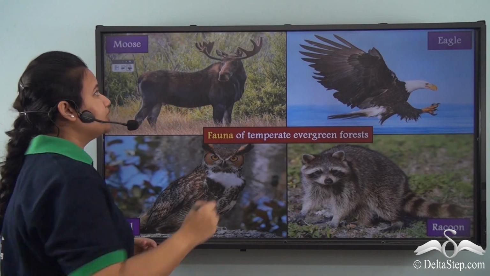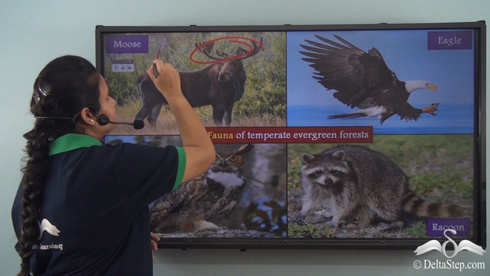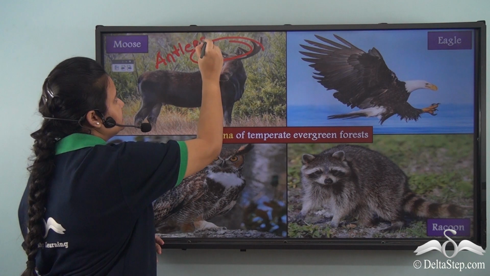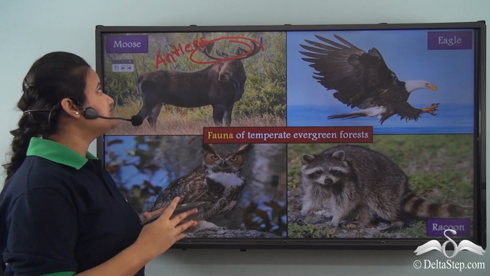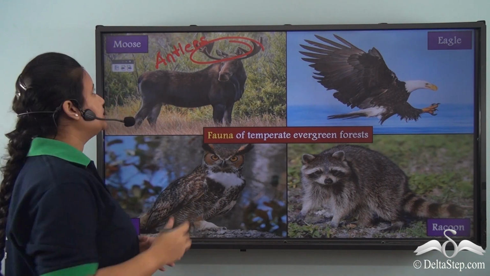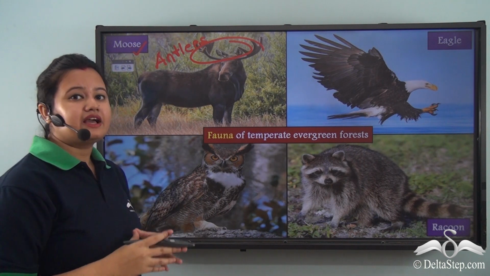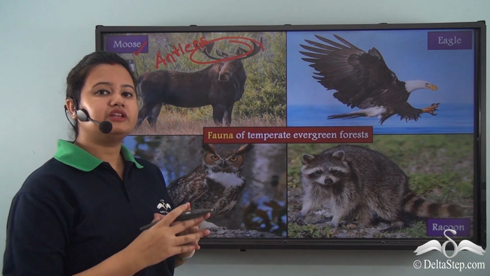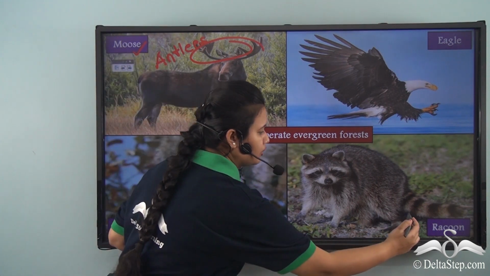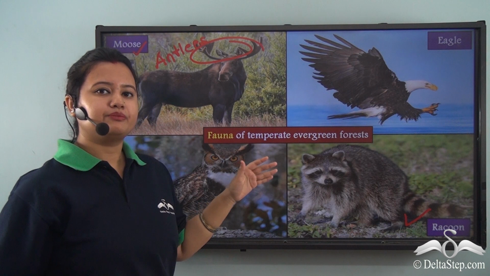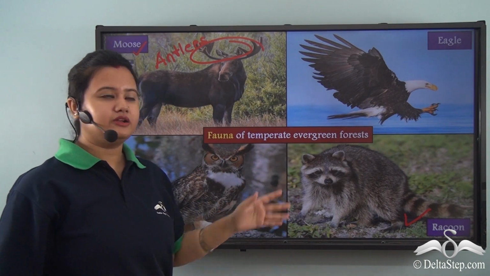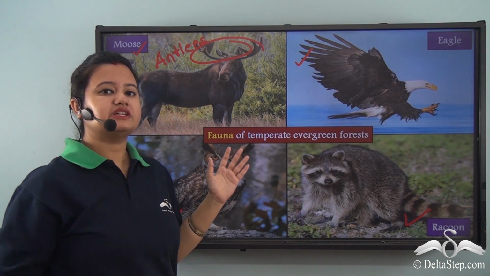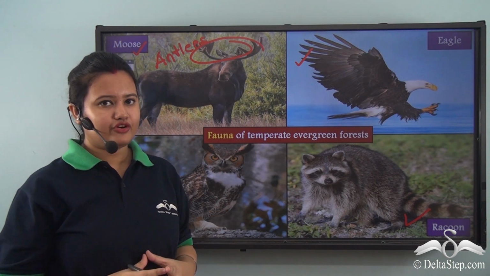Well, animals with antlers are commonly found in these temperate forests, and some animals of this type include moose, elk, caribou, etc. Now apart from these animals with antlers, raccoons are also seen in temperate evergreen forests. Well, apart from animals, some birds like eagles and owls are also found in these temperate evergreen forests.